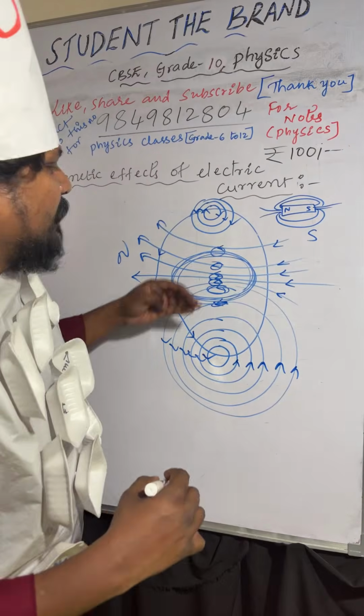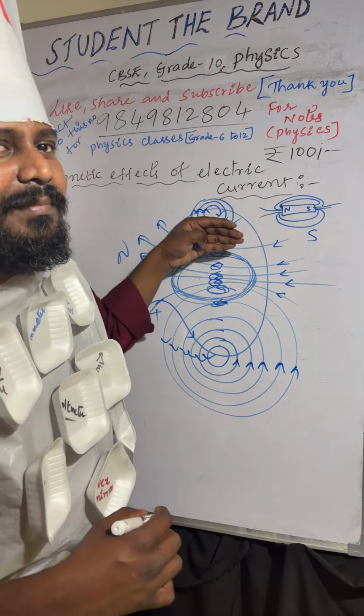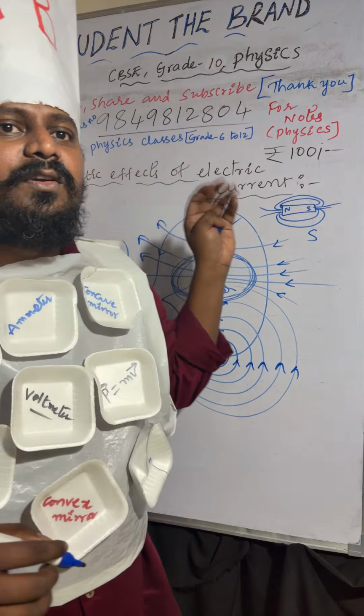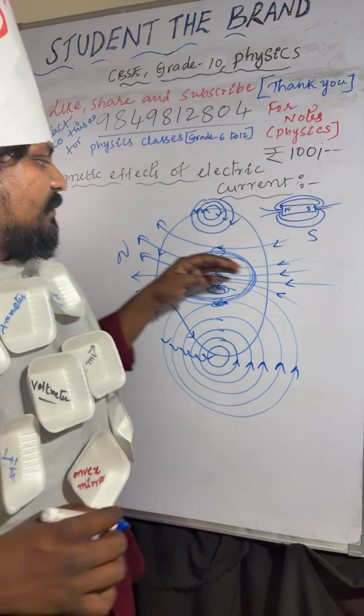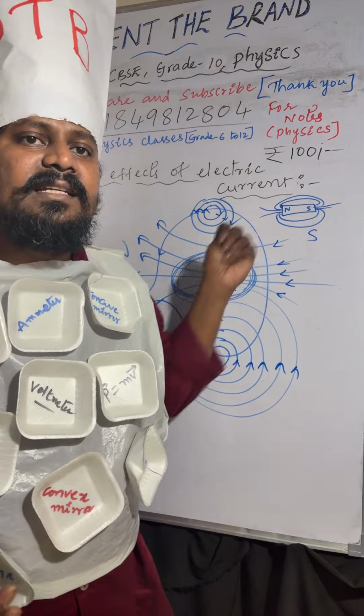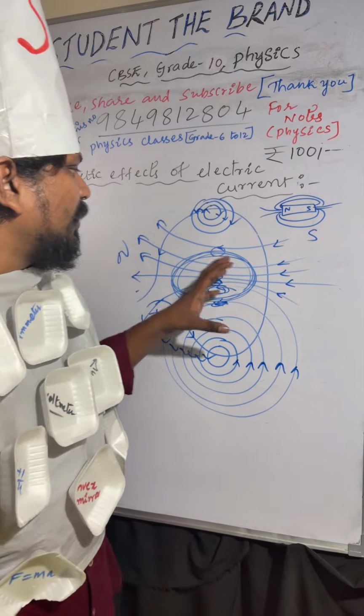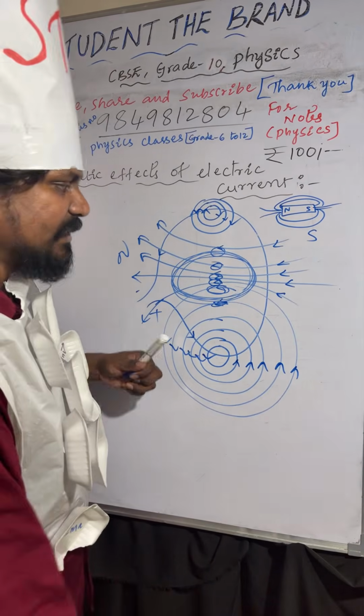So this magnetic field will be aligned to the next magnetic field, then it will become a uniform magnetic field, because parallel lines are there. So at the center, the magnetic field will be more than at the circumference. Very, very important. Definitely you will see this type of question.